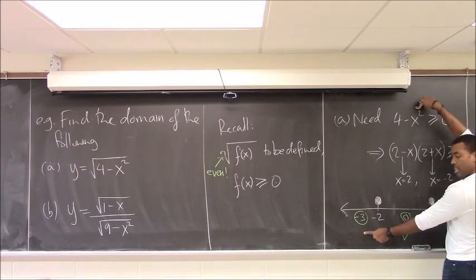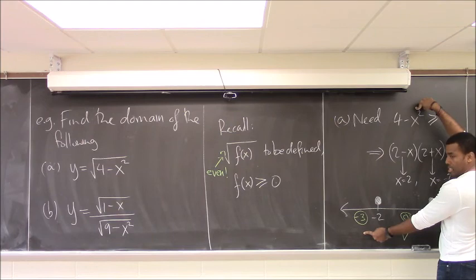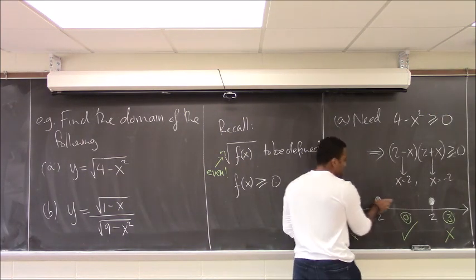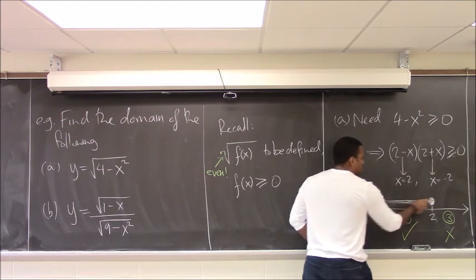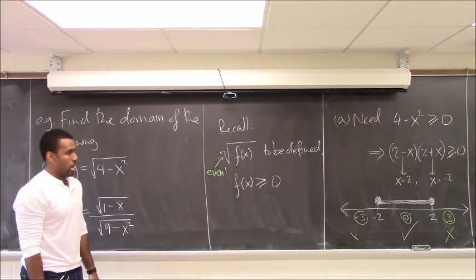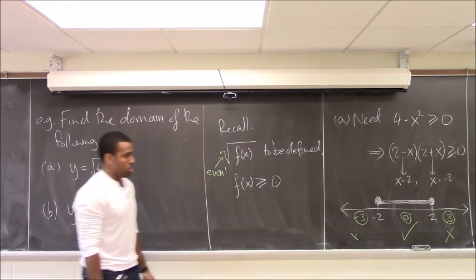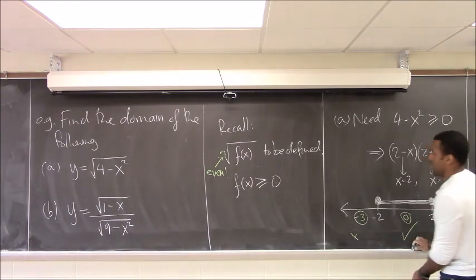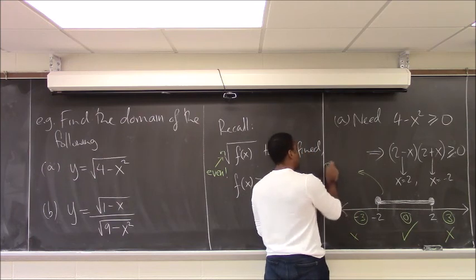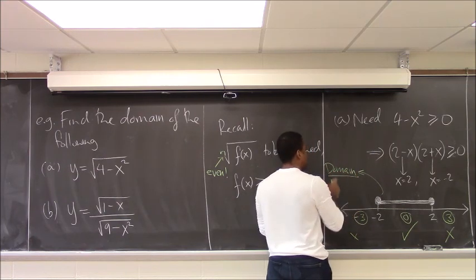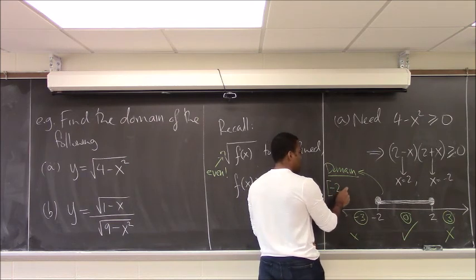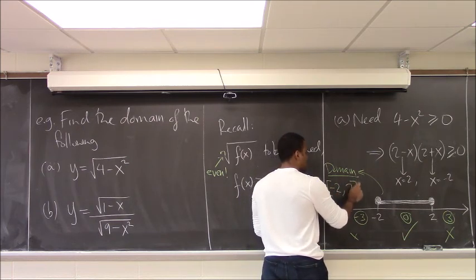Plug in a negative 3, I would again get 4 minus 9. That gives me a negative number, so that does not work, which means that the answer is between these two. Now, on the table I wrote before, that shows you how you can write the domain in interval notation. So in this case, the domain would be, let's move it over here. You would put minus 2, comma, positive 2.